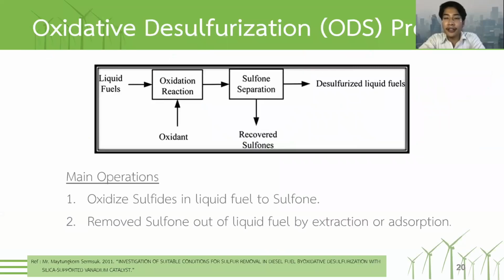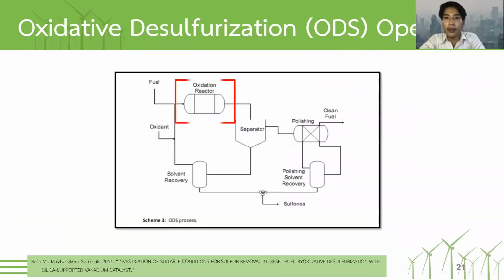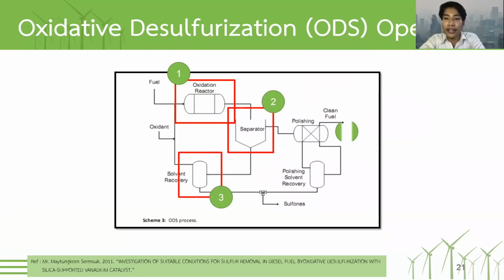The oxidative desulfurization, or ODS, process has two main operations. First is to oxidize sulfide to sulfone, and second is to remove sulfone from the liquid fuel. The figure is a process flow diagram and shows the full section of the ODS process.